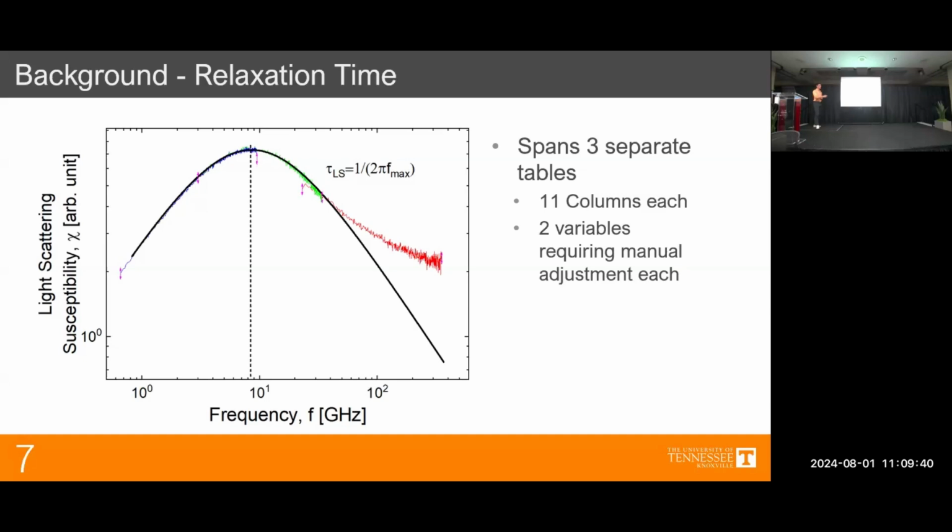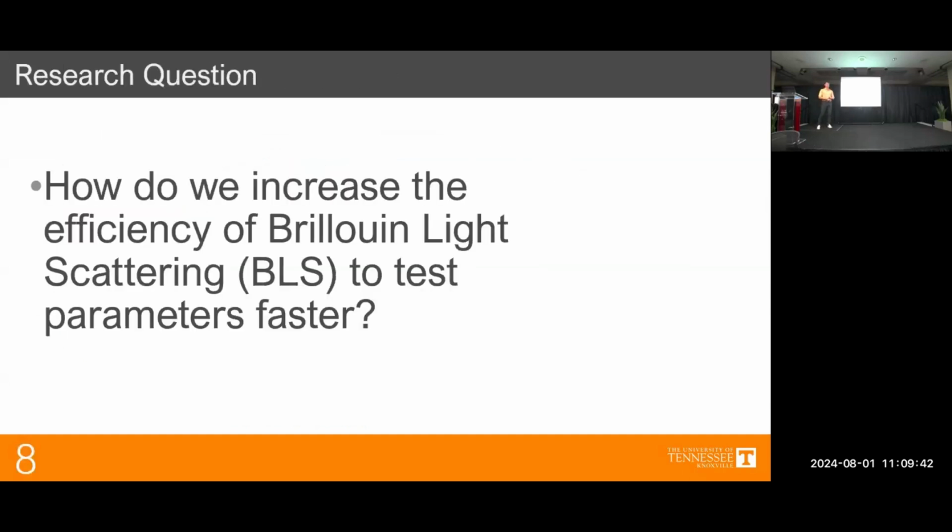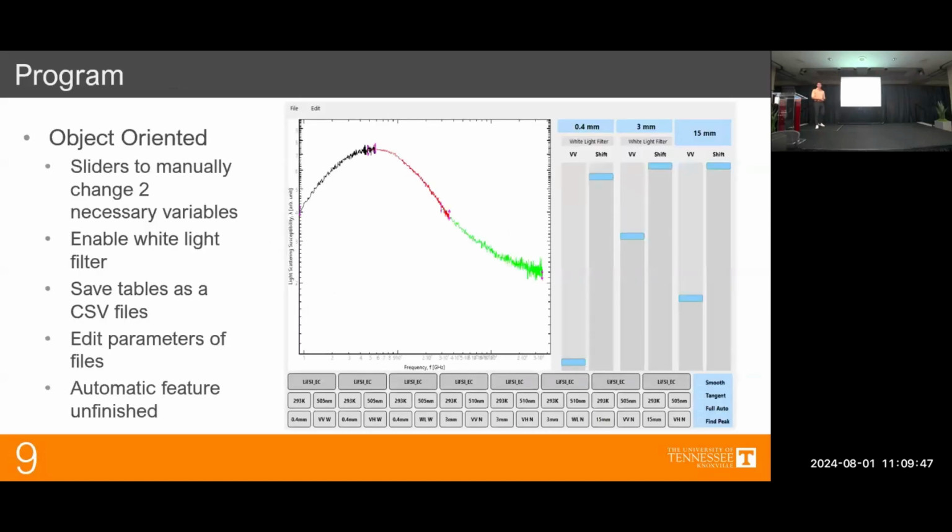So my project this summer was: how do we increase the efficiency of BLS? And the way I went about that was designing a program in Python. It's an object-oriented program that uses a lot of sliders and overall a GUI to allow you to manually manipulate the data in a more user-friendly way. So the data treatment is much quicker, and it also allows you to export.